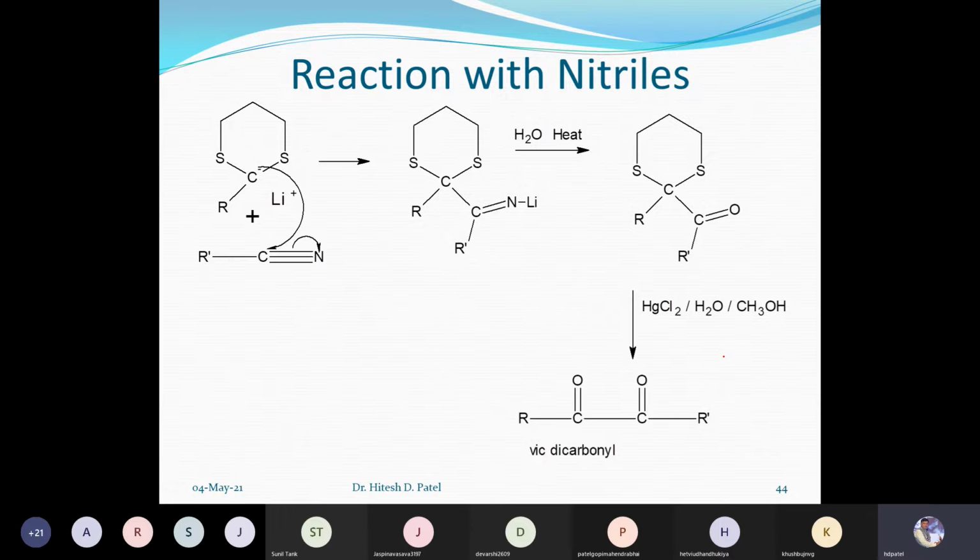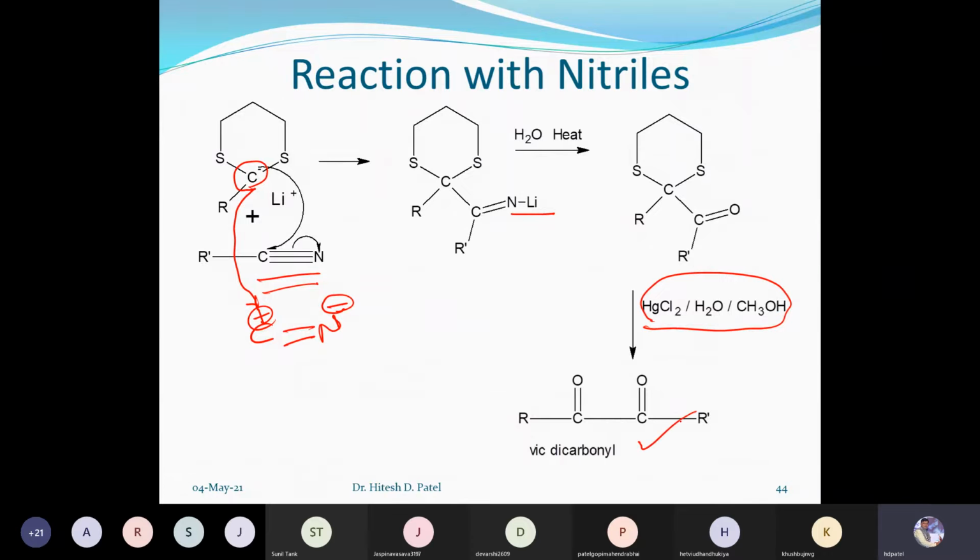Now instead of alkyl halide, epoxide and ketone, if we have a nitrile, in the nitrile also, as we know, because of the electronegativity difference between carbon and nitrogen, nitrogen becomes negative and carbon becomes positive. That is why the carbanion C minus will attack this carbon, and as a result we will get C=N Li and R'. Then by treatment with water at high temperature, we can convert it into RC=O, and after that by hydrolysis with HgCl2, water and methanol, we will get a diketone. So this type of diketone we can also prepare.